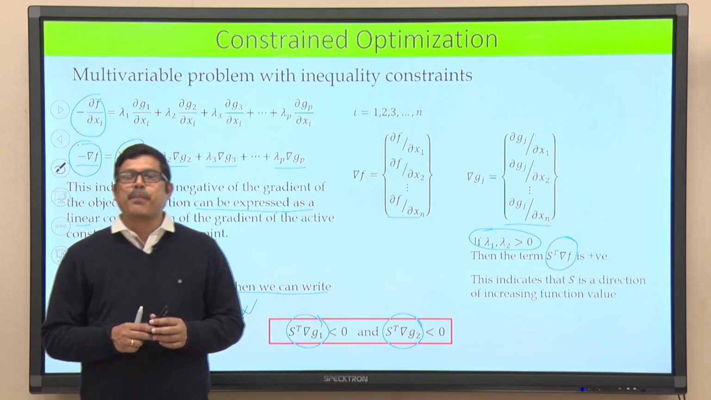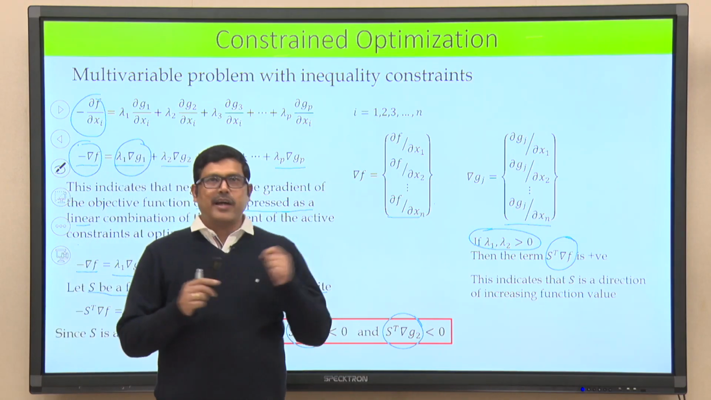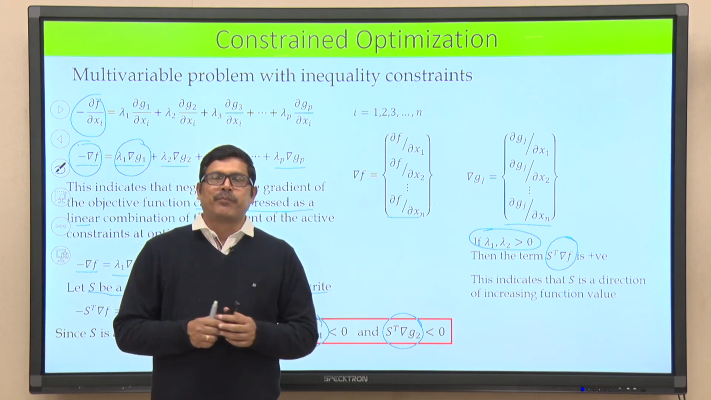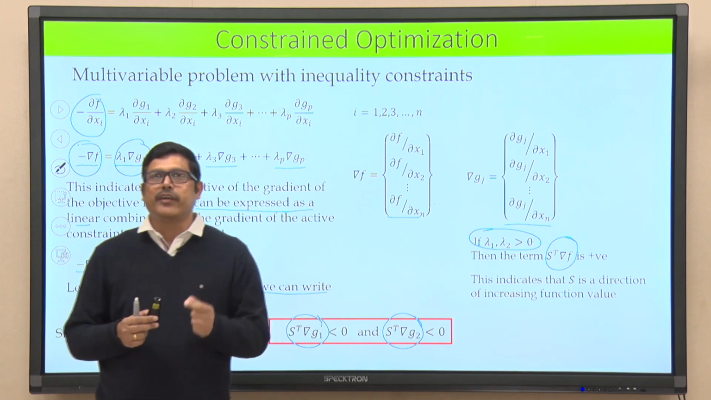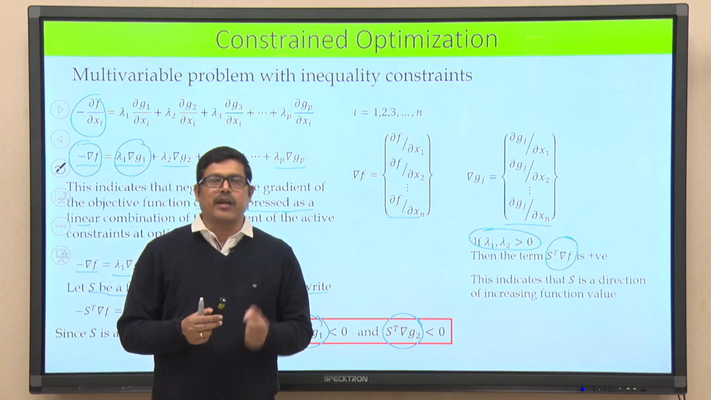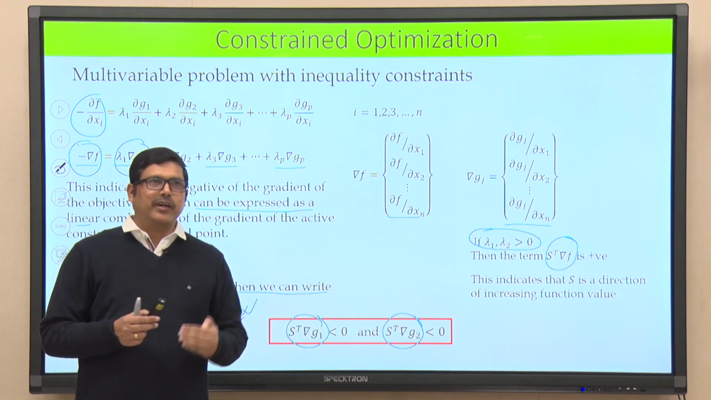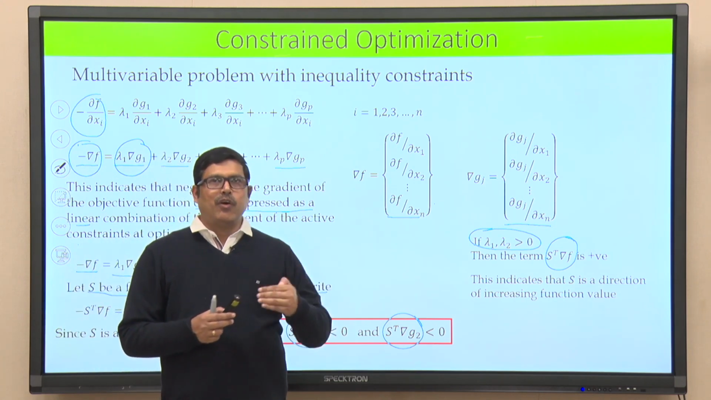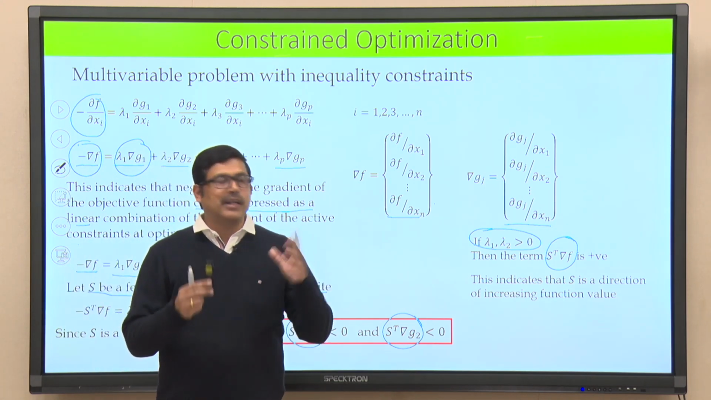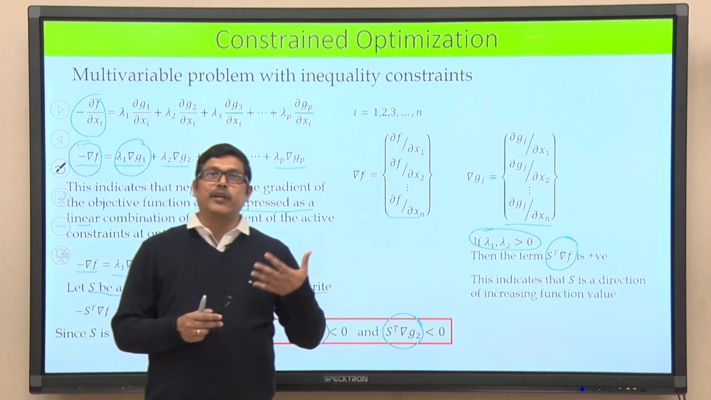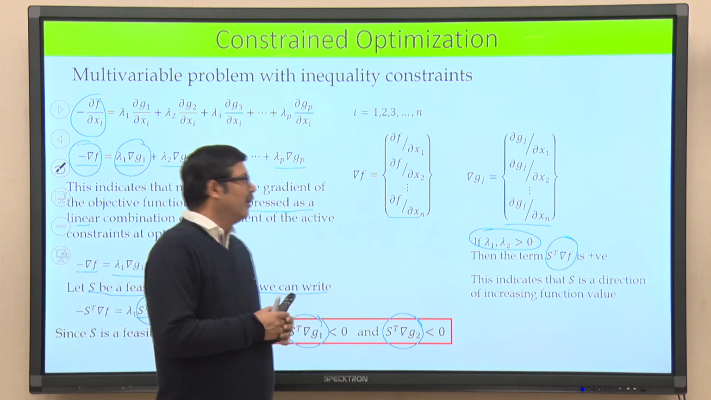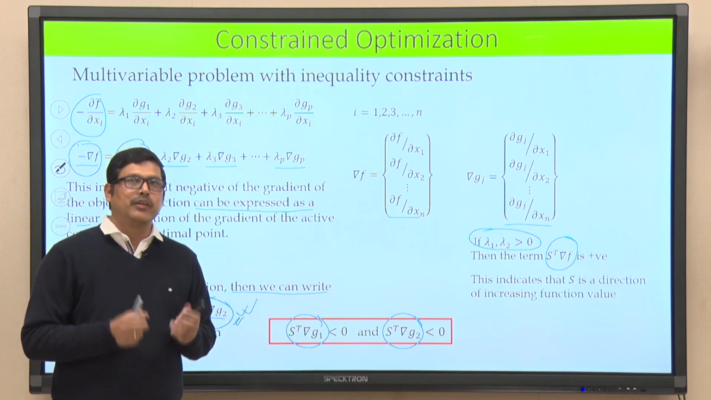So, what does it mean that S transpose del F is positive? That means if you go along that direction, your function value will increase. That is not a descent direction. So whatever point you are at currently, if you go from here towards the direction S, your function value will increase. So you are not getting any improved solution, therefore that must be the optimal solution.